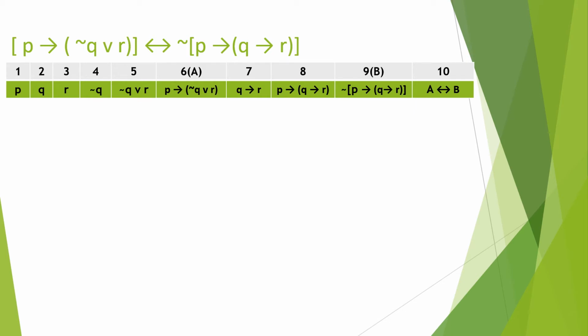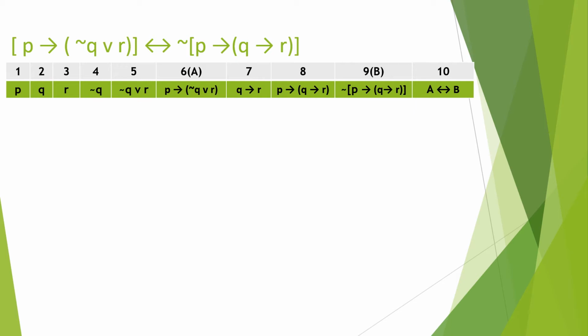In the second part we have Q implies R as the innermost bracket, then P implies (Q implies R), then we have the negation of that statement. So the ninth column, which is denoted by B, is negation of P implies (Q implies R), and the 10th column is the column of the statement pattern, that is A double implication B.